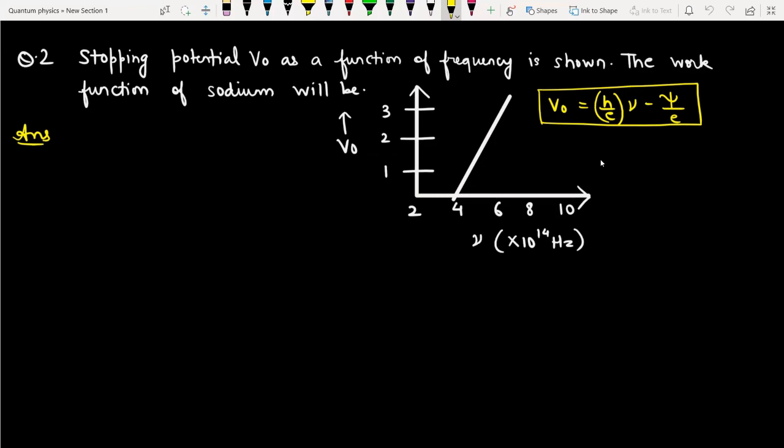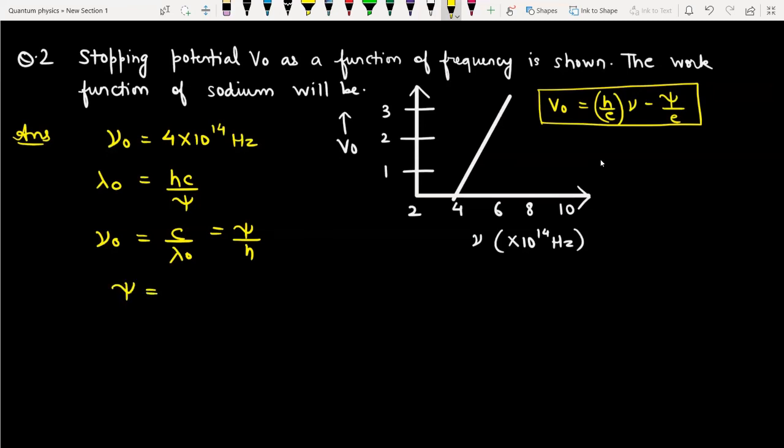You have this mu naught as 4 into 10 raised to the power 14 hertz. The 14 is just for scaling. So this mu naught, which is the threshold frequency, is given. Mu naught is equal to 4 into 10 raised to the power 14 hertz. If you remember, the expression for lambda Th is hc over psi. If I ask you to calculate the threshold frequency, using lambda naught for threshold wavelength, obviously this threshold frequency will be c over lambda naught. And what is c over lambda naught? From here, it is psi over h. So this psi, or basically the work function, is mu naught times h. And this is what we have to calculate, the work function.